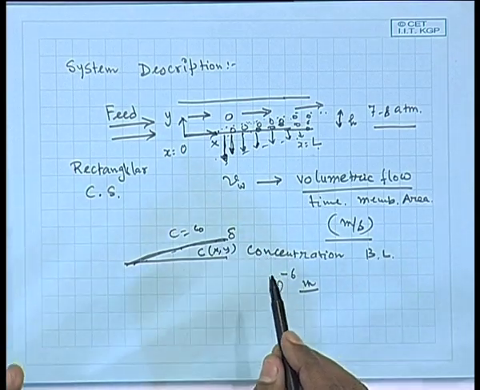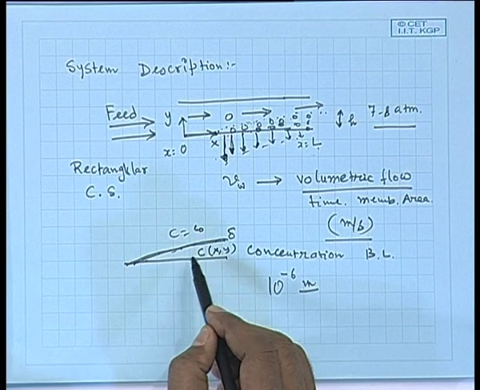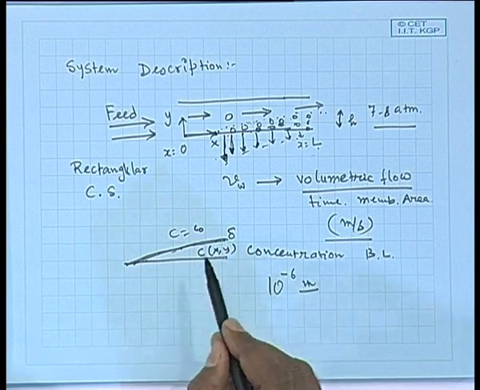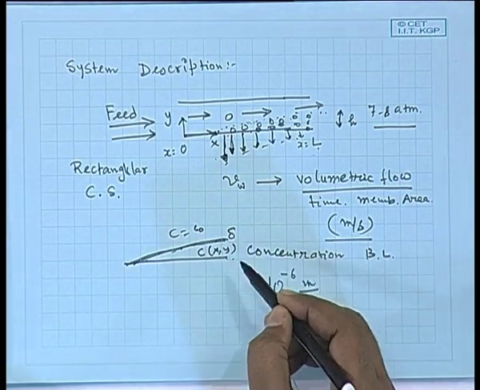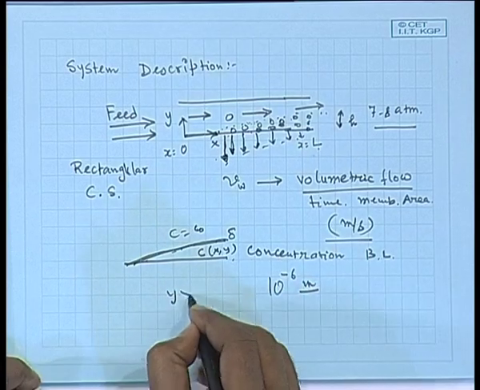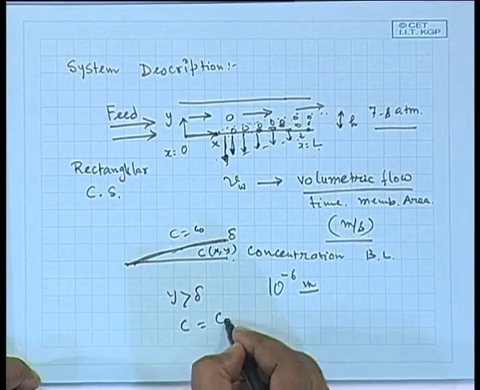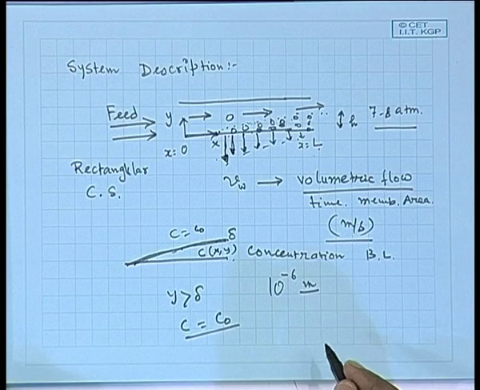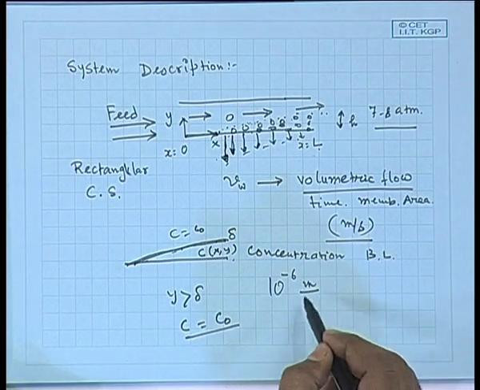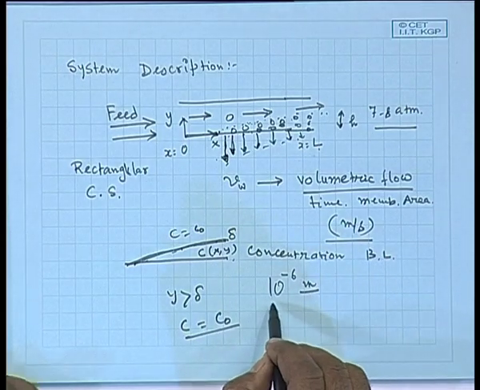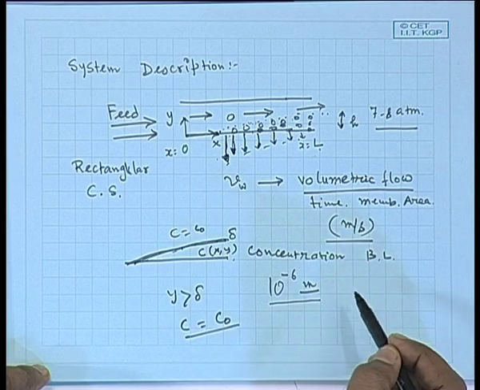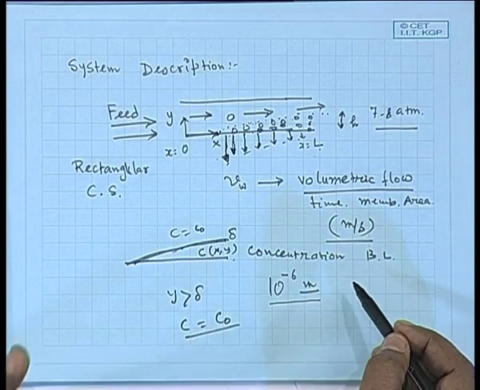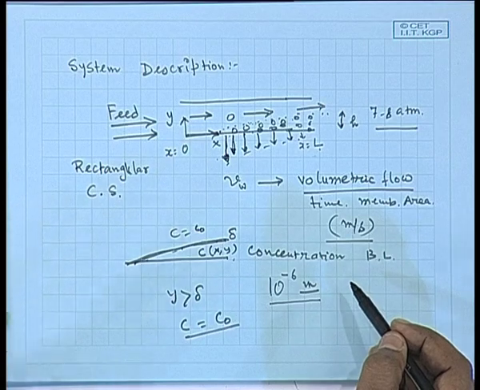Whatever governing equation you write down for the concentration profile within this boundary layer will be valid from 0 to delta. Beyond delta, for any y greater than delta, the concentration is C equal to C naught. Although I mentioned this in the last class also, this thickness is in the order of micron, and whatever mass transfer takes place, it takes place within that very small distance.